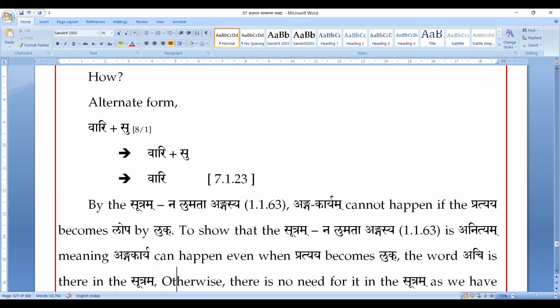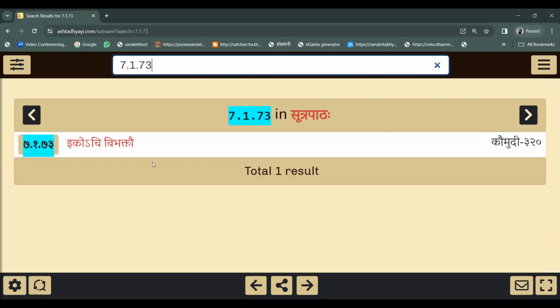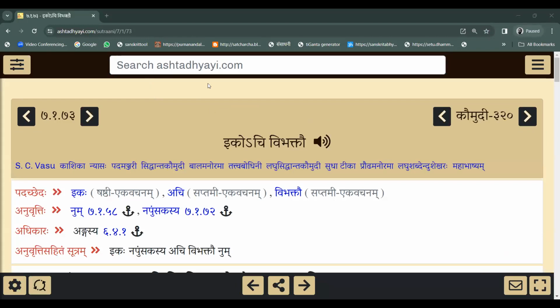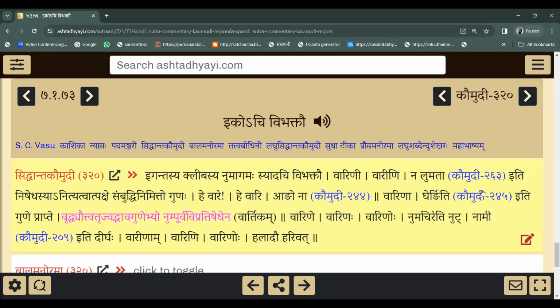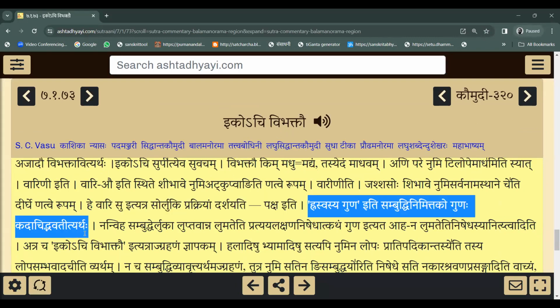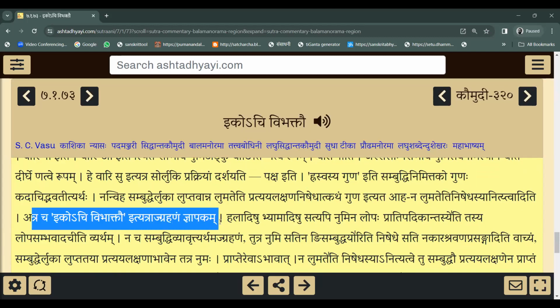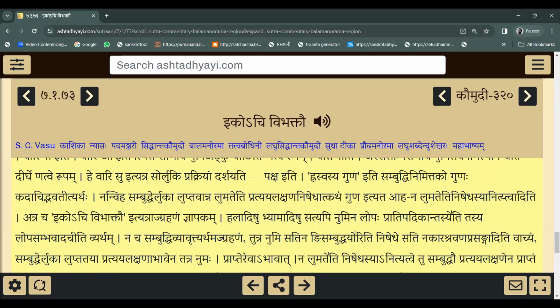This explanation is given in the Siddhanta Kaumudi. Last class, I think I showed that statement of the Siddhanta Kaumudi, which the Padamanjari, the tika to it, elaborates. Sutra 7.1.73, Iko achi vibhaktau. There the Siddhanta Kaumudikara says, Na lumata iti. Maybe I can copy this. Nishedhasya anityatvat sambuddhi nimittah gunah. And Bala Manorama tika says, Hrasvasya gunah iti sambuddhi gunah kadachit bhavati ityatah. Atra iko achi vibhaktau iti atra achgrahanam jnapakam. Aladishu bhyamadishu satyapi numamiraha lopah pratipadikantasya iti tatra lopa sambhavat achi vyartham.